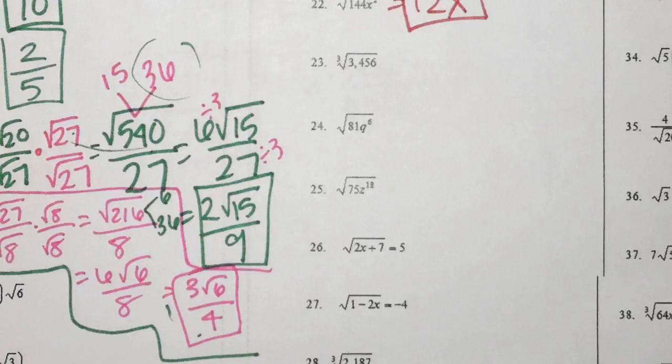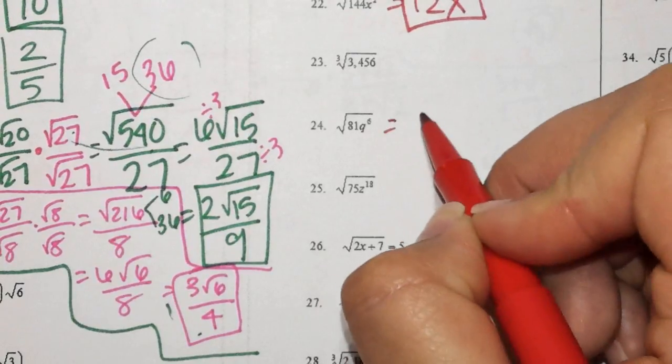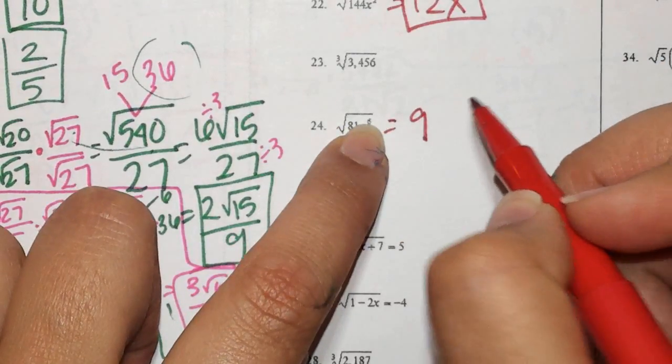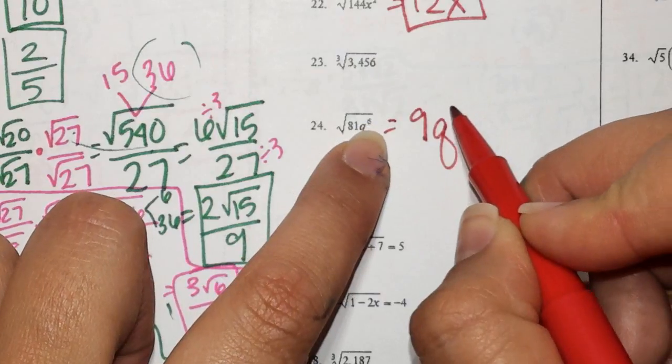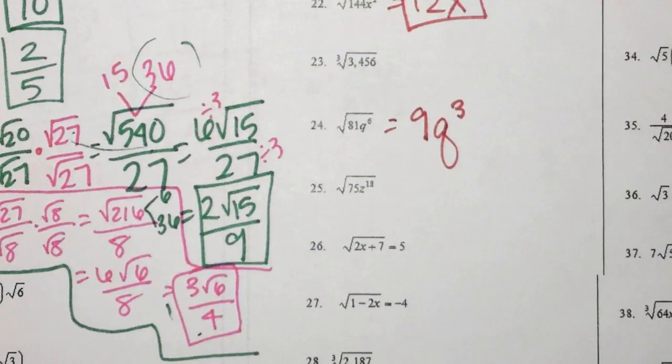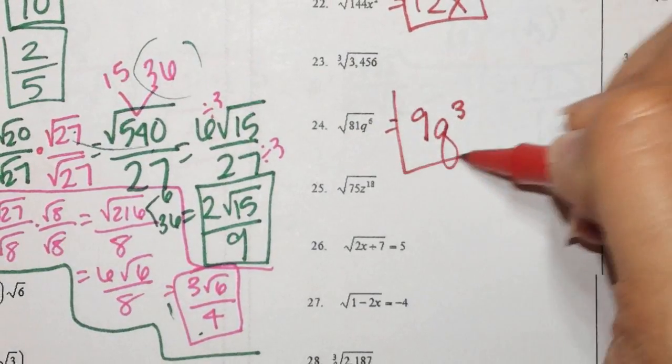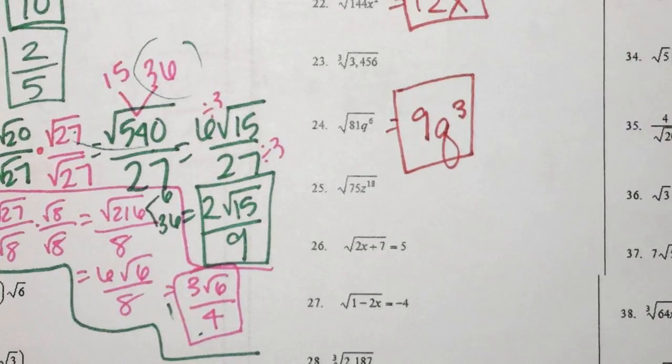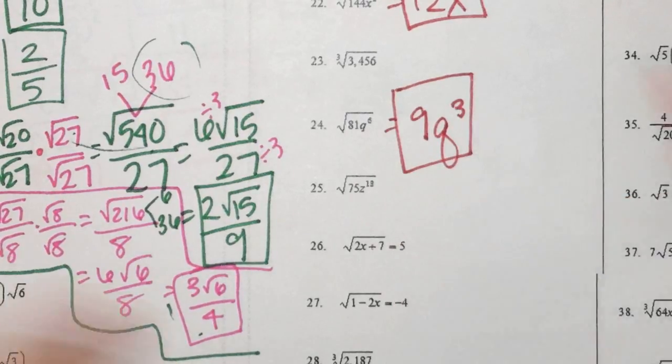All right, let's look at 24. What's the square root of 81? Now, how many times does 2 go into 6? 81 cubed. So it's 9q cubed. The square root of 81 is 9. 2 goes into 6 3 times.